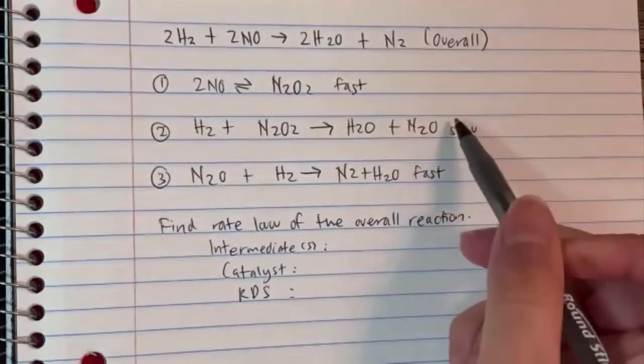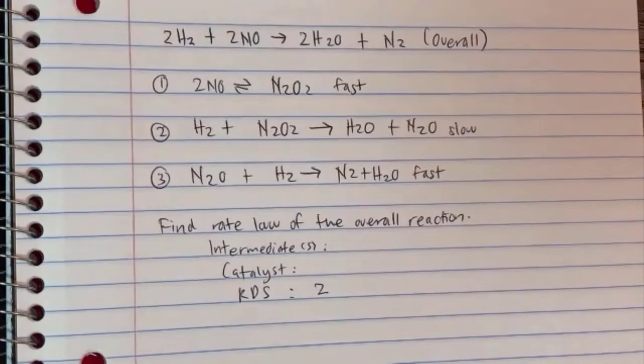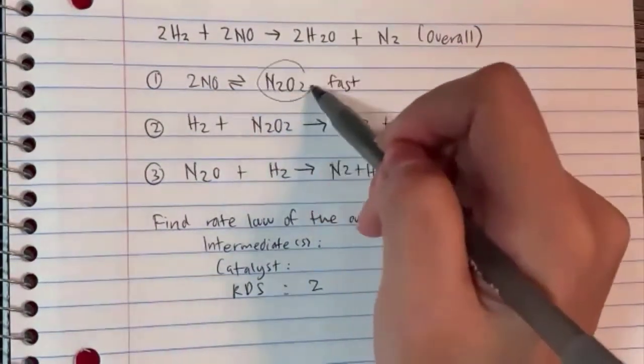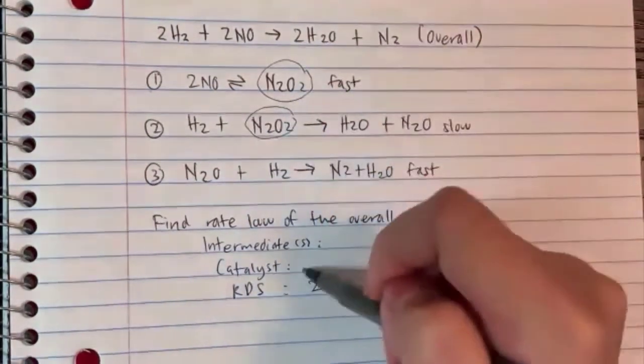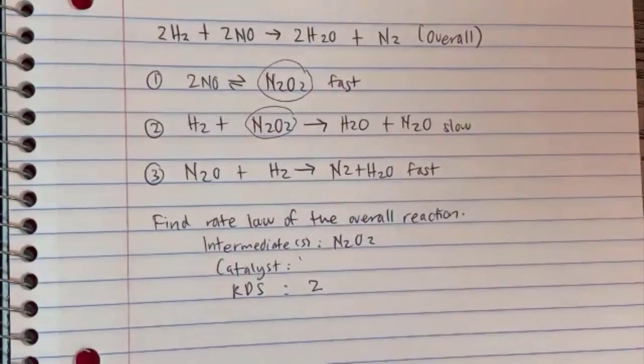Obviously the rate determining step is step 2, right? Because that's the slow step. So take your time and tell me which one is your intermediate. Do you see an intermediate? N2O2, let's take a look. Yep, it was made and then it was used. Okay, N2O2. You see another intermediate in there anywhere?